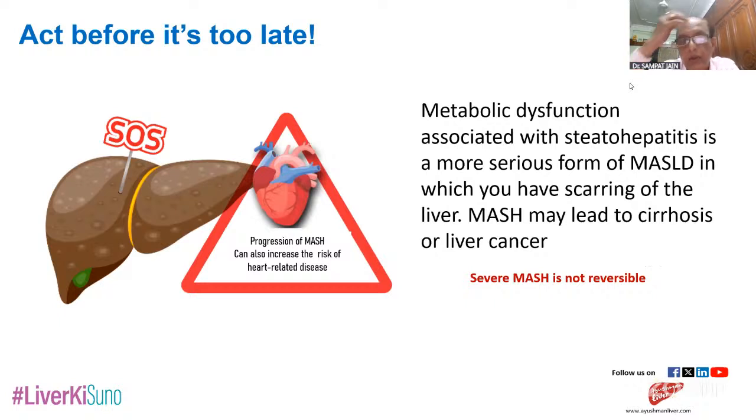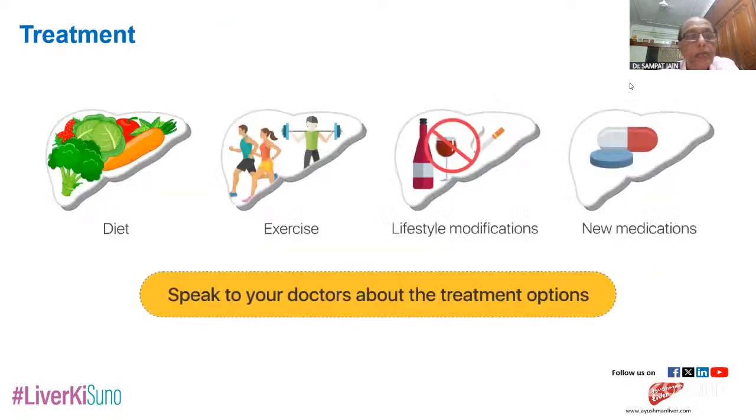Progression of MASH can also increase the risk of heart-related diseases. It is a more serious form of MASLD in which you have scarring of the liver. It can lead to cirrhosis or liver cancer. And severe MASH is not reversible. That should be clear in our minds.